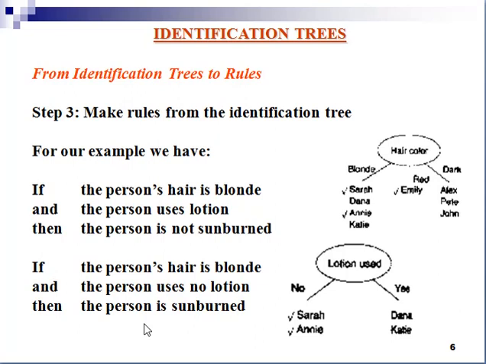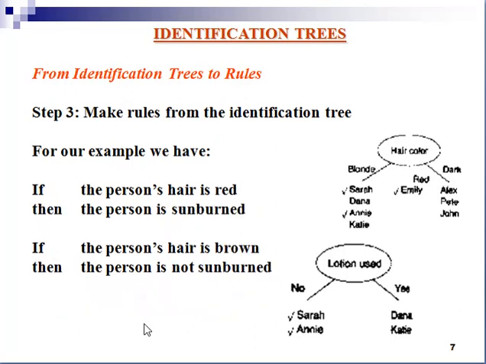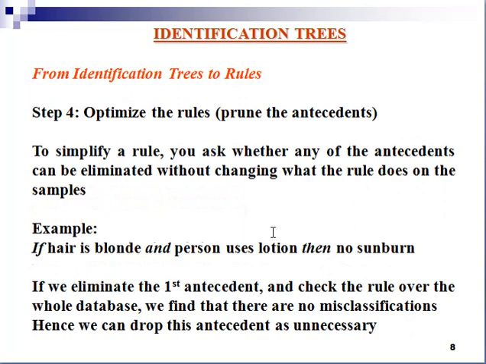So now in step number 3, we are basically creating rules from our trees. Also in this example, we have seen that if the person's hair is red, then the person is sunburned, and on the other hand, if the person's hair is brown, then the person is not sunburned. So you can say that these two are simple rules because they are coming directly from only one attribute.